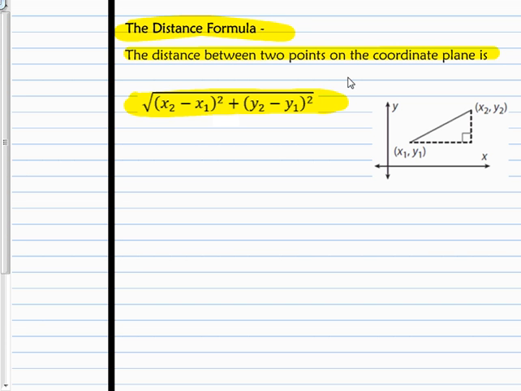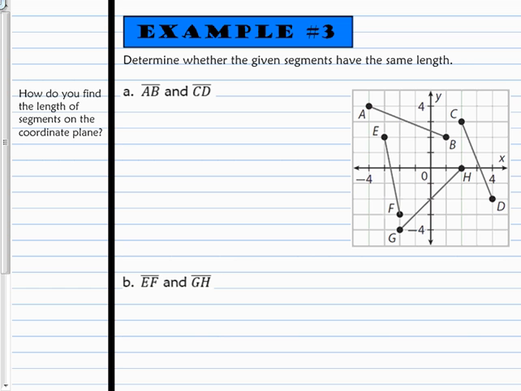Okay, so the distance formula is to find the length between 2 points, the length of a segment, right? So, for example, we're on example 3. I can use the distance formula to determine whether the given segments have the same length. So the question is asking me, are AB and CD the same length? Is this segment right here, AB, the same length as CD? And excuse the unstraight line.